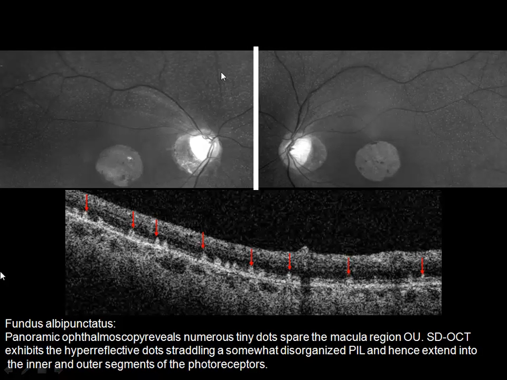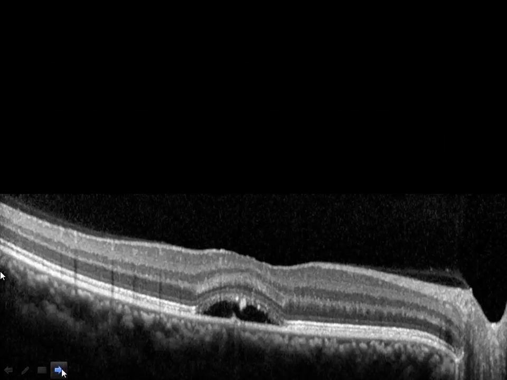These patients have lots of dots. Those dots, by the way, when you look at them on OCT, are at the level of the PIL. The PIL is not normal, but they're at the level of the PIL, and they sort of straddle the PIL. So these dots are typical OCT patterns, and we published this in Retina Revealed. They seem to straddle the position of where the PIL should be. So you can make this diagnosis just with OCT.